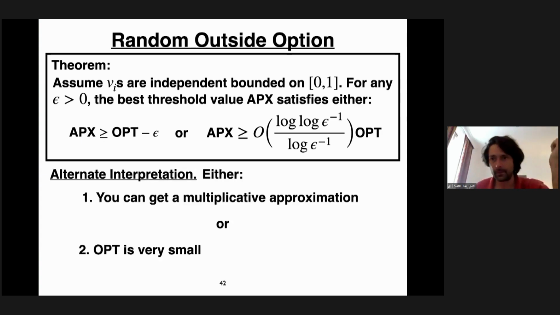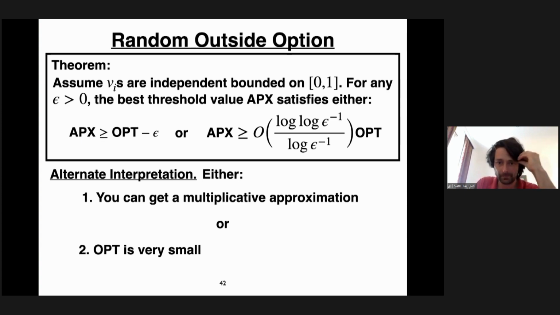Yeah, so writing that as an additive approximation seems a little strange. Here's another way you could write it if you'd prefer. The way I wrote it is true, but you could write it this way, which is either you get a good multiplicative approximation, or opt is really small, and so you can think about this as saying that opt has to use really extreme values very infrequently. Somehow the only time you're not going to get a good additive or good multiplicative approximation is when the instance is really messed up. Great, thanks.